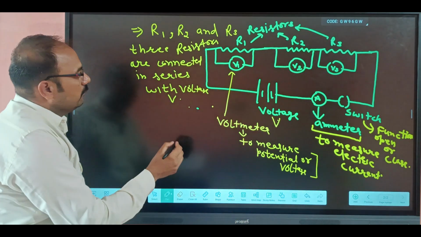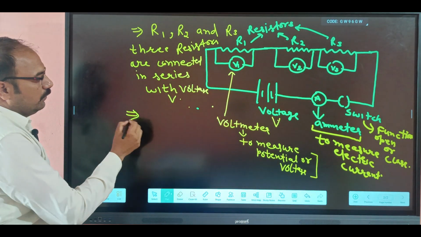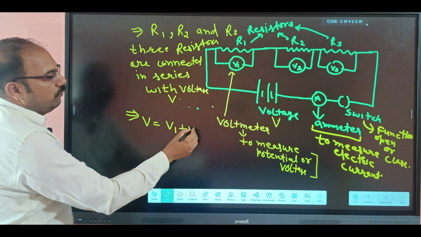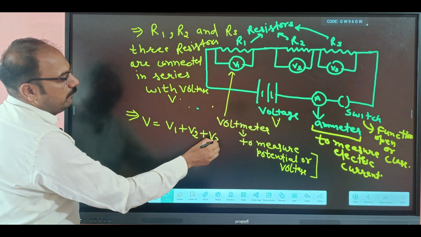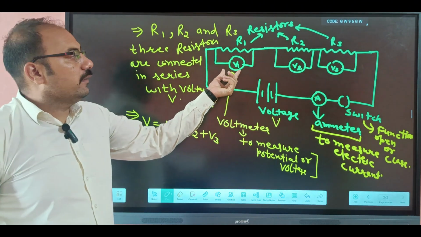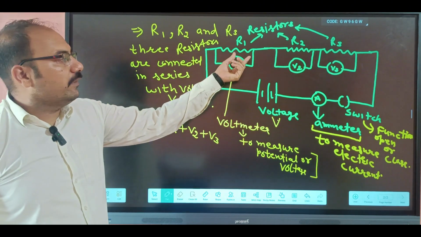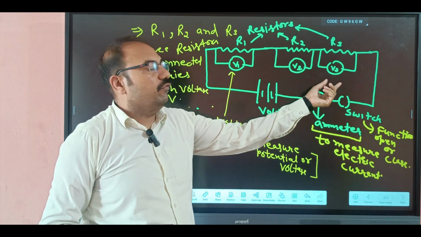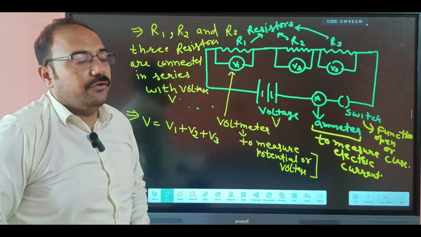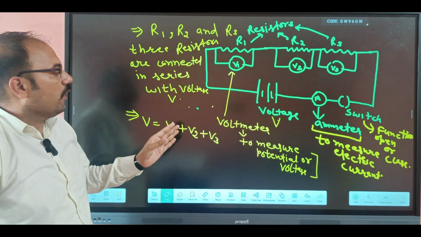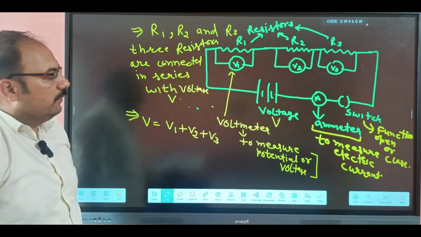So we write here V is equal to V1 plus V2 plus V3, because the applied voltage is divided into three parts: V1 taken by resistor R1, V2 taken by resistor R2 and V3 taken by resistor R3. So that is why we write here total voltage is equal to V1 plus V2 plus V3.